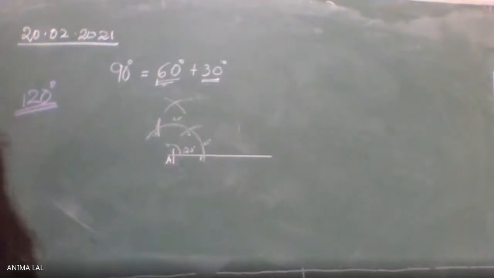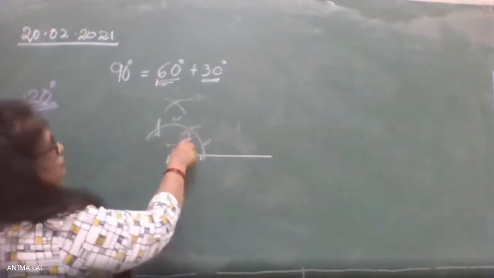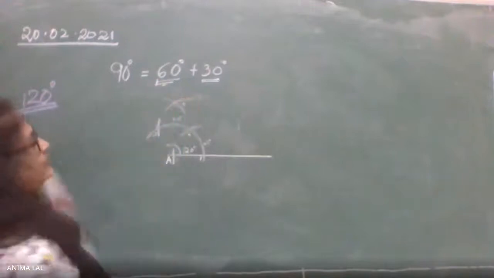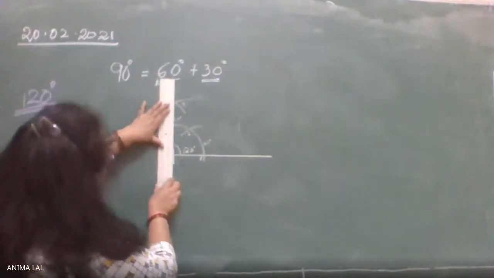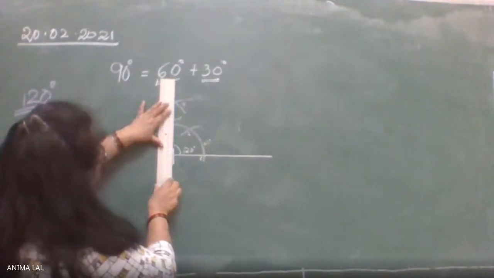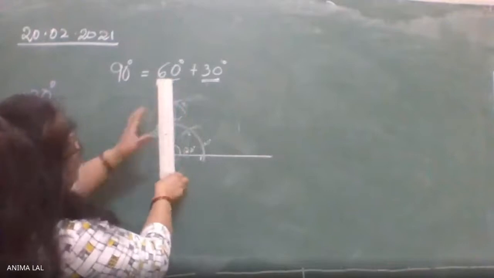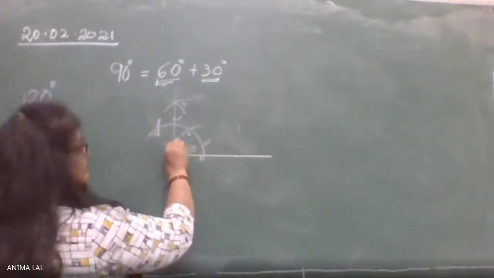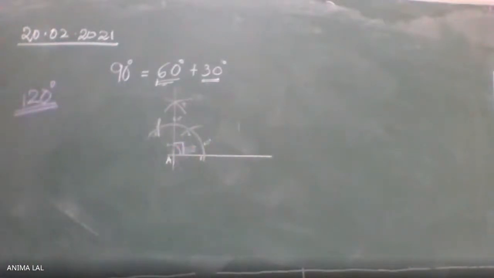Now, if I join these 2 arcs, this point, I get point 1, point 2, point 3, this is my point 4, where the 2 arcs meet. Join the 2 arcs. If you join the 2 arcs, you will get a 90-degree angle. This angle formed will be a 90-degree angle.